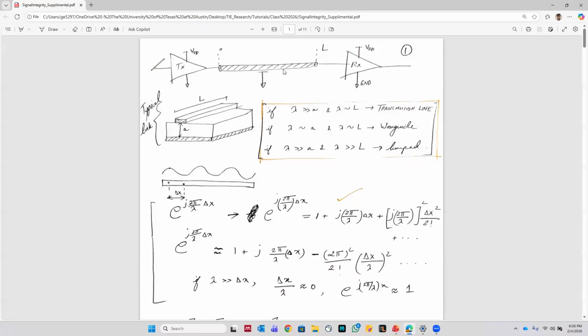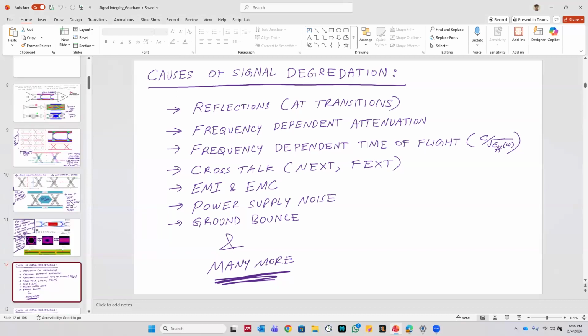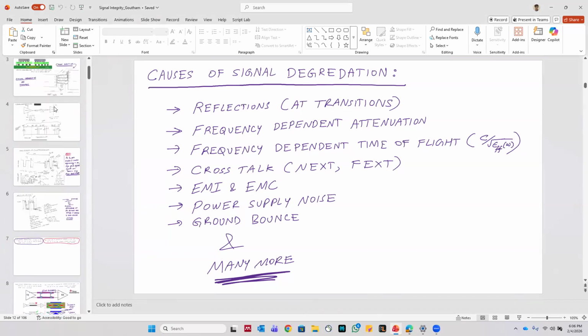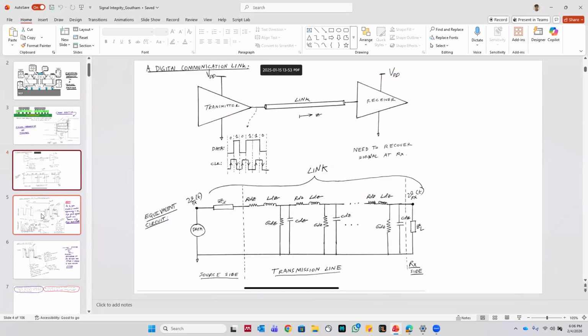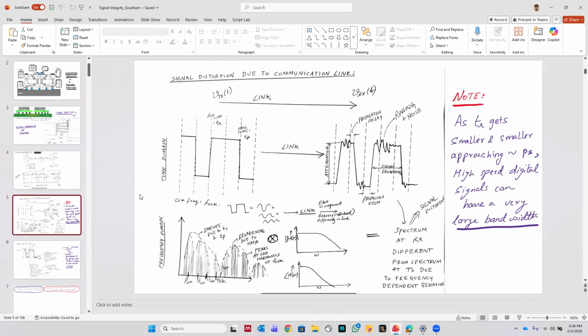So these are the three main different regimes that a link can behave in, depending on how the wavelength compares to the dimensions, okay? And really it comes down to whether the phase is varying along the length or the phase is relatively constant, right? And then we talked about another very important concept, which is why does this actually matter? Why is it that the frequency matters, and why is it that signal integrity actually matters?